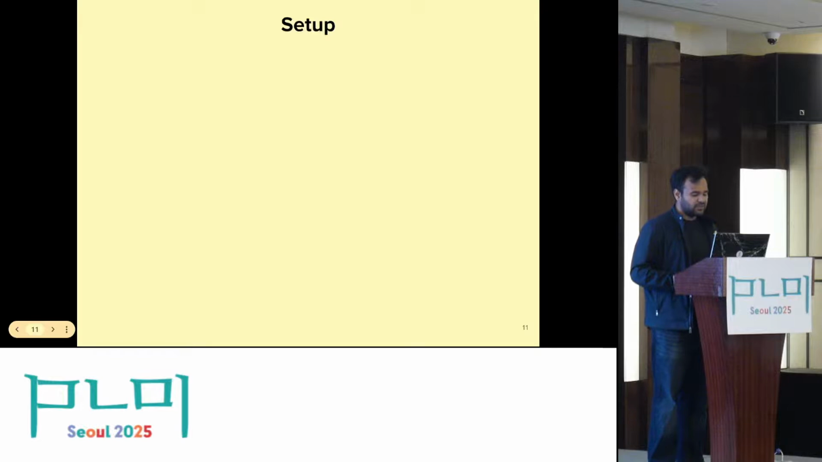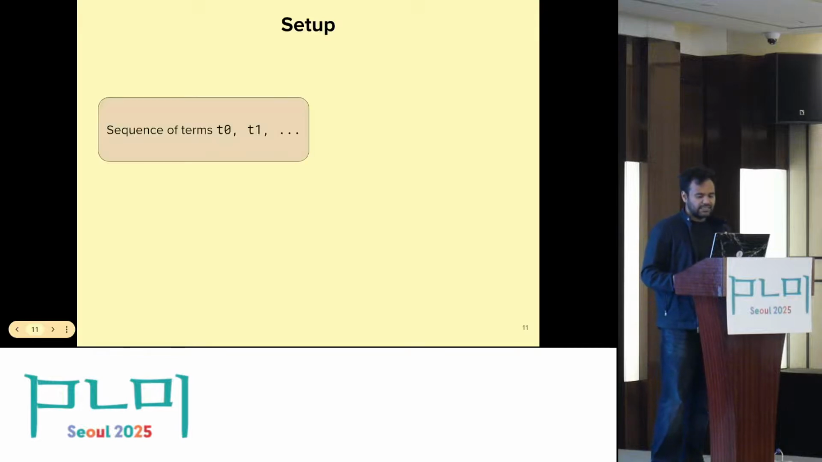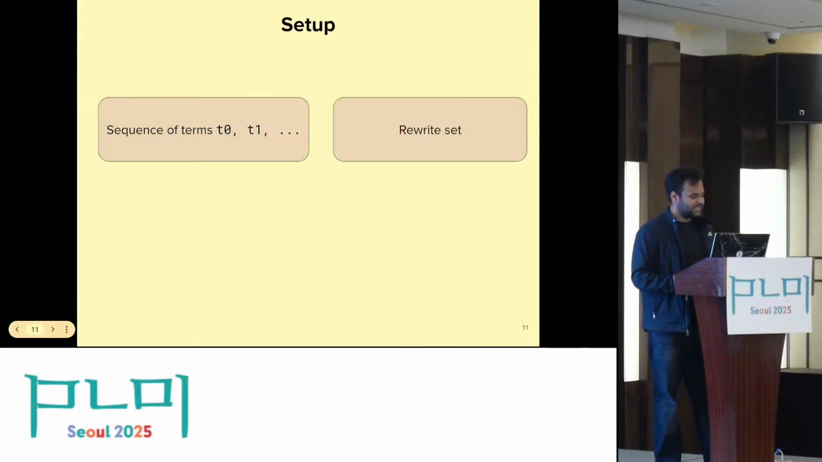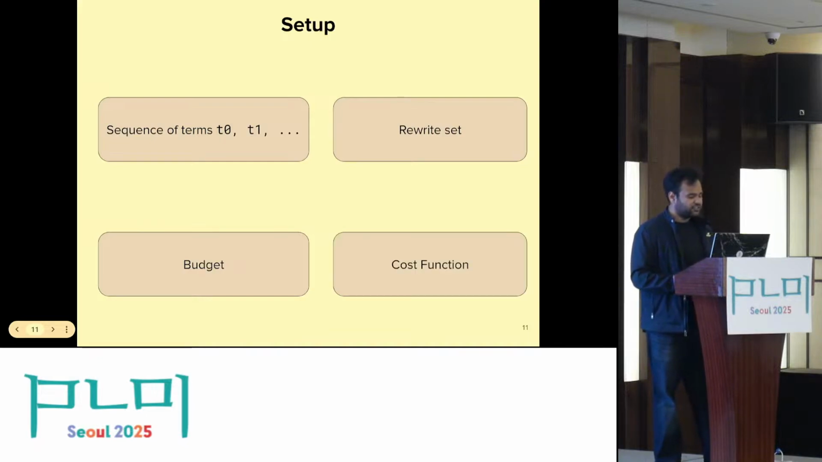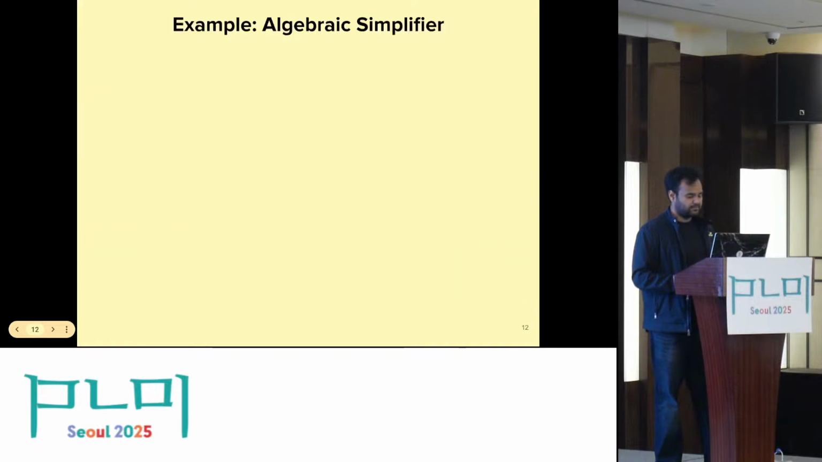Let's look at the algorithm in more detail. We're going to consider a sequence or stream of terms T0, T1, and so on, where we must accept each term, optimize it, and return the result before seeing the next one. The rest of the setup should be familiar. We have a rewrite set, a budget, which can be a maximum number of e-nodes to add, a number of iterations or a time limit, and a cost function, which is used to select the final optimized term.